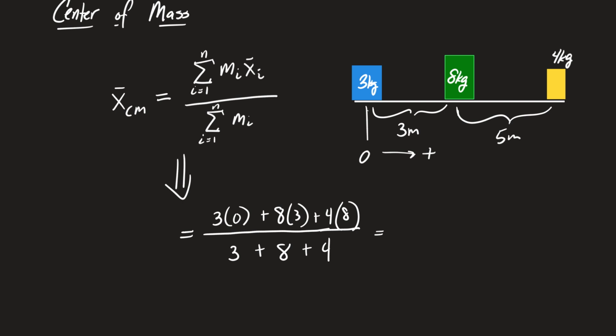3 times 8 is 24, and 4 times 8 is 32. If you add it all together, it's 56, and that's kilograms times meters. Divided by 3 plus 8 is 11 plus 4 is 15 kilograms. So now I divide 56 by 15. I get 3.7 meters. Perfect. So it's 3.7 meters from the blue box is where the center of mass is.